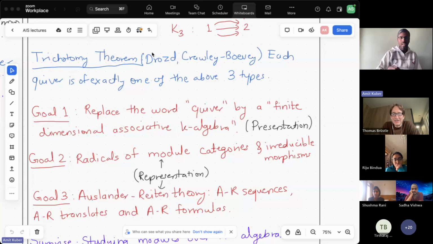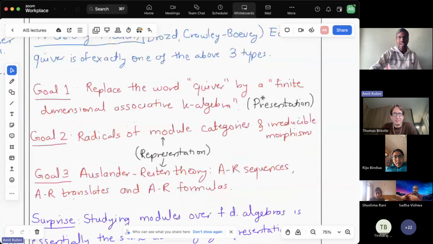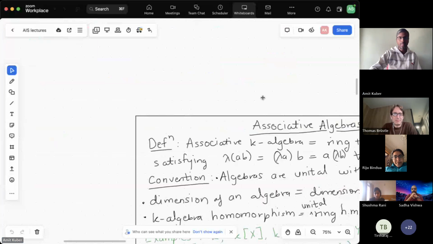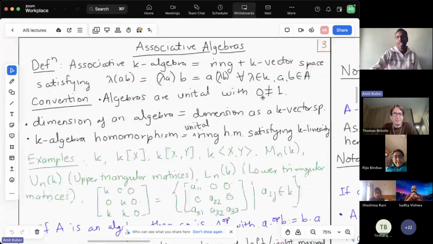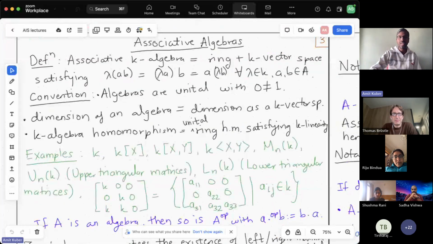So our first goal is of course goal one. Every single thing that we want to do, every classification problem was phrased in terms of the word quiver. However, we want to replace the word quiver by finite dimensional associative K algebra, the presentation aspect of this particular type of representation theory. And what we did yesterday was we started with some language of associative algebras.